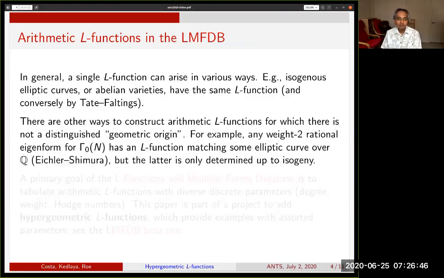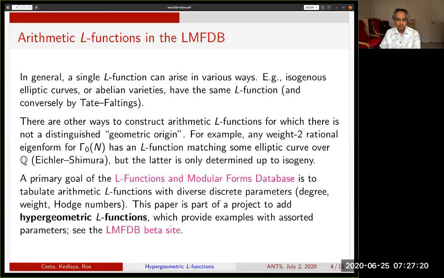In general, there are other ways to construct arithmetic L functions that do not specify a particular geometric origin. A familiar example: if you take a weight 2 rational eigenform for the group Gamma_0(N), you get an L function from that, which does match some elliptic curve over Q by the Eichler-Shimura construction, but by the previous comment, that elliptic curve is only well-defined up to isogeny. So really, it's a matching between a single modular form and an isogeny class of elliptic curves. And no one of those curves is distinguished unless you choose some mechanism to break the tie.